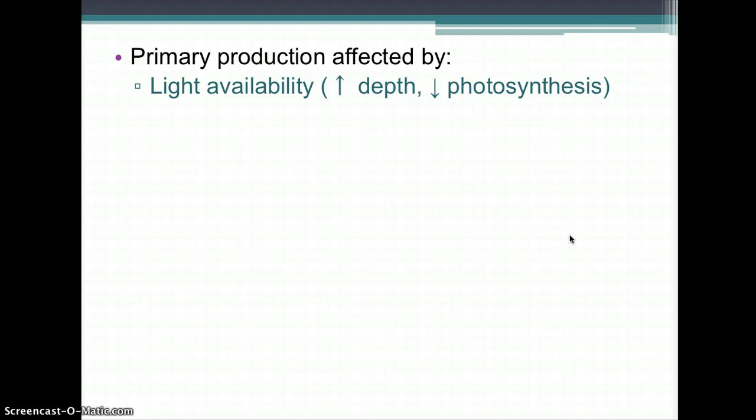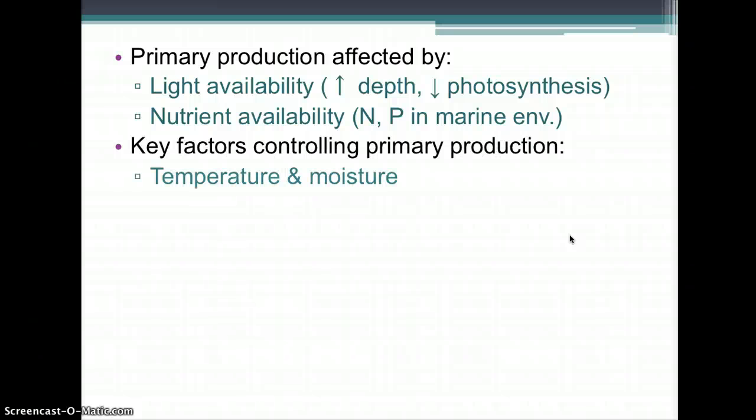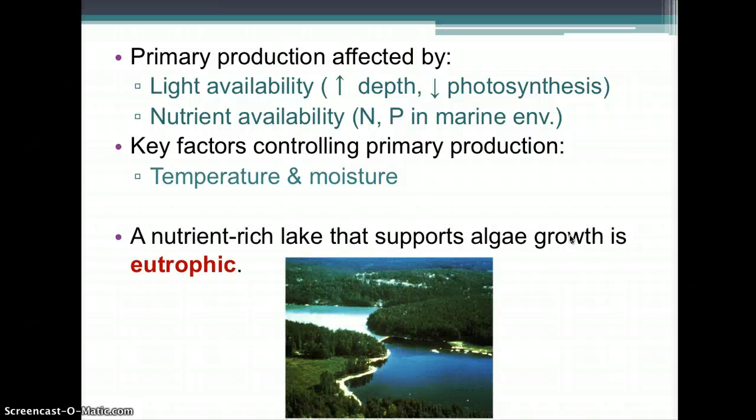So primary production is influenced by light availability. Obviously, when you increase in depth, you decrease in photosynthesis, and nutrient availability, nitrogen and phosphorus in the marine environment. At regional and global scales, temperature and moisture are the main factors controlling primary production in terrestrial ecosystems. Tropical rainforests, with their warm, wet conditions that promote plant growth, are among the most productive of all terrestrial ecosystems.